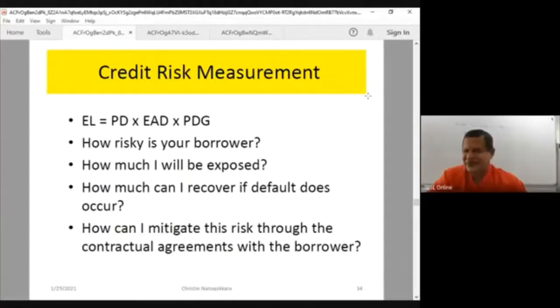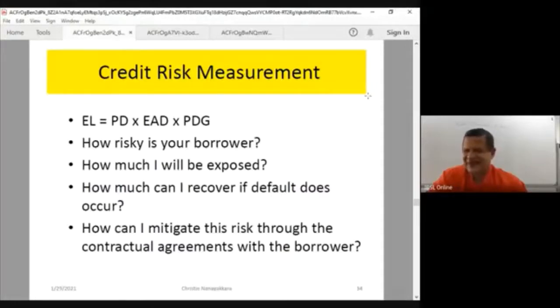I want you to change this PDG into LGD. LGD, loss given default. So instead of PDG, you write loss given default. That is the recent term we use rather than PDG. So expected loss could be computed if you know the probability of default, if you know the exposure at the time of default, and you know the loss given default.